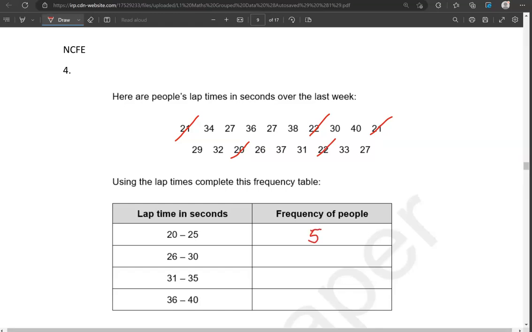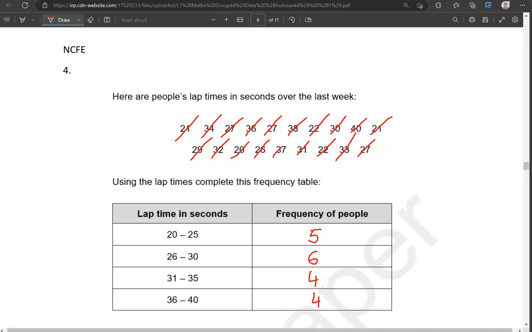26 to 30. That's 1, 2, 3, 4, 5, 6. 31 to 35, we have 1, 2, 3, 4. 36 to 40, we have 1, 2, 3, 4.